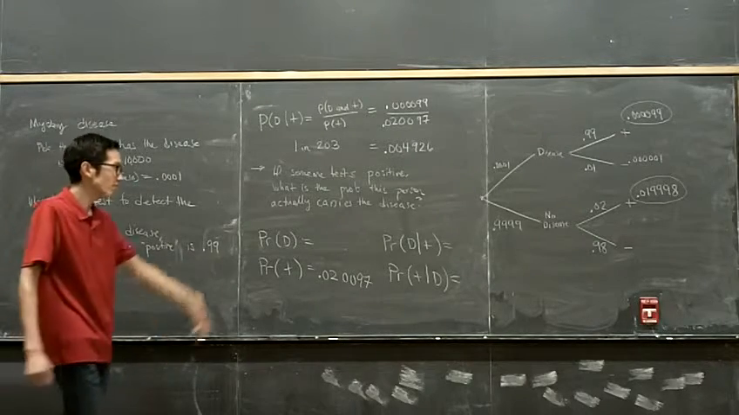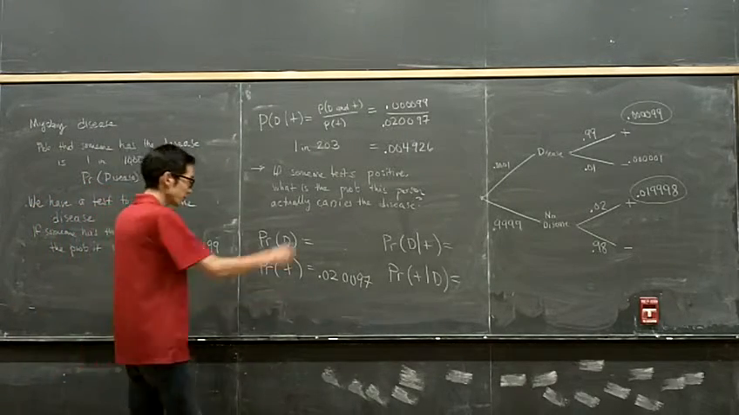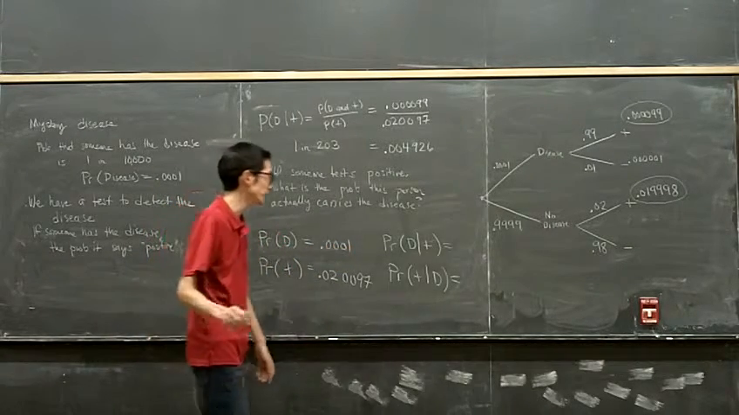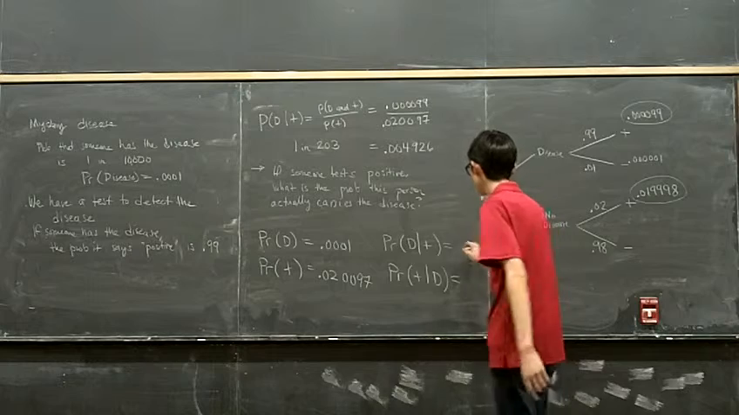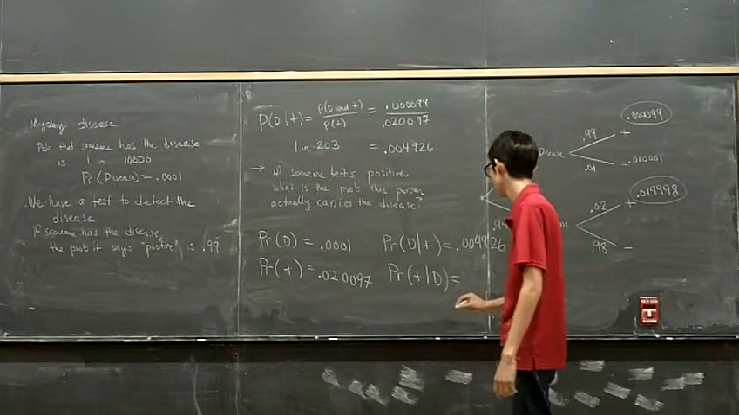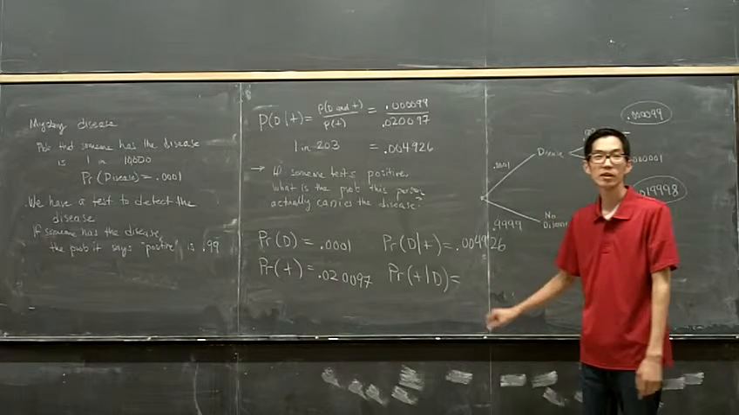Okay, so that's what we have. So the other numbers in this: 0.0001. This is the answer that we were going for, 0.004926. And what is this number right here?